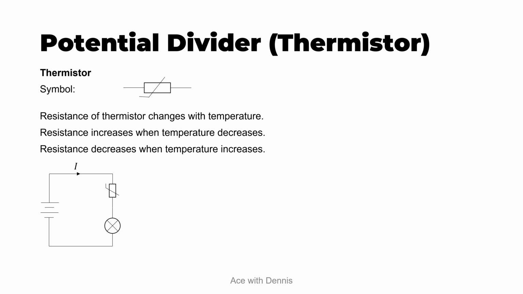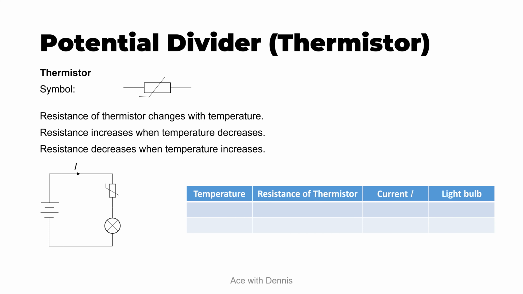So this is the potential divider where the thermistor is located in the first resistor. And this table illustrates how it works. If the temperature around the circuit is low, the resistance of the thermistor is high. Hence the current is low and the light bulb dims or turns off. If the temperature is high, then the resistance of the thermistor is low. So the current will be high and the light bulb will shine or turn on.